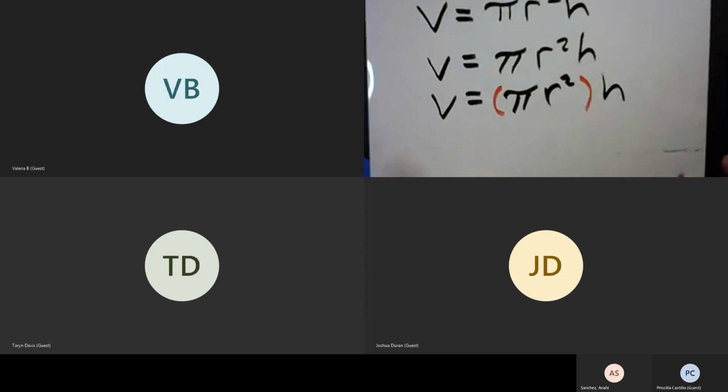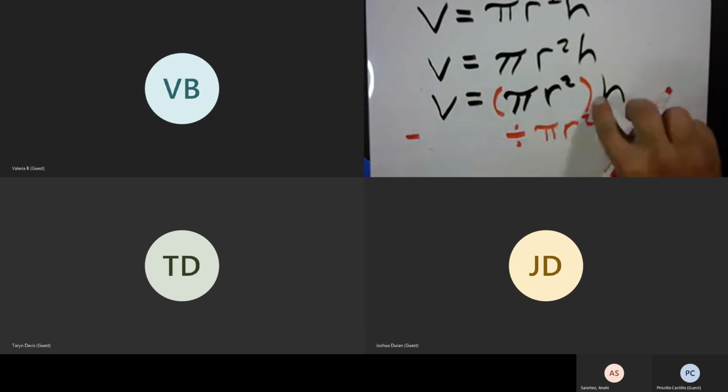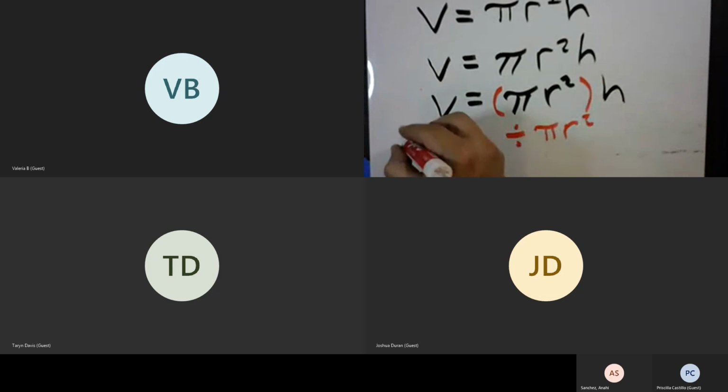To get h by itself, I'm going to divide off this entire piece, this entire pi r squared. And by doing that, because the opposite of multiplication is division, I'm also going to divide, because what I do to one side, I have to do to the other. So if I divide this side by pi r squared, I have to divide this side by pi r squared.